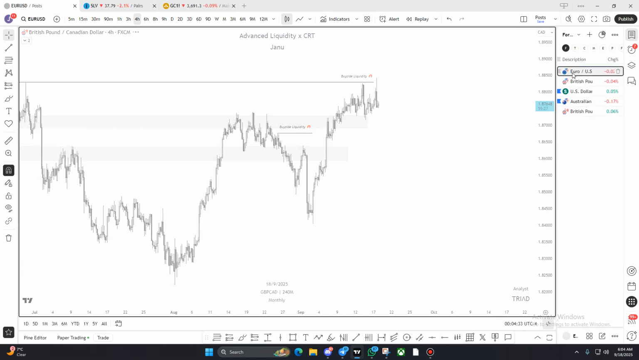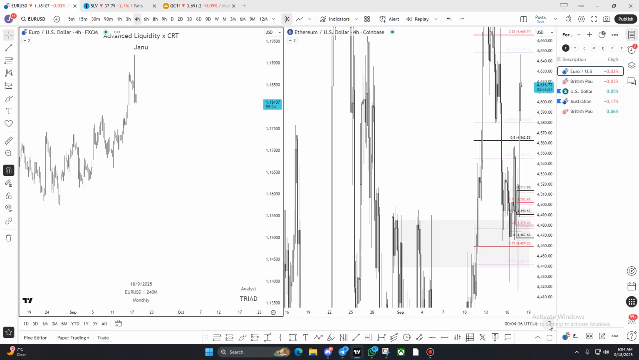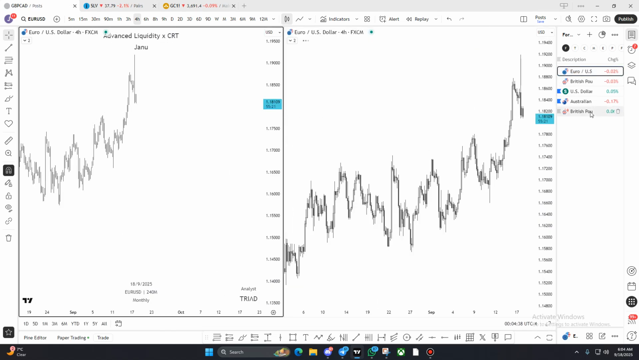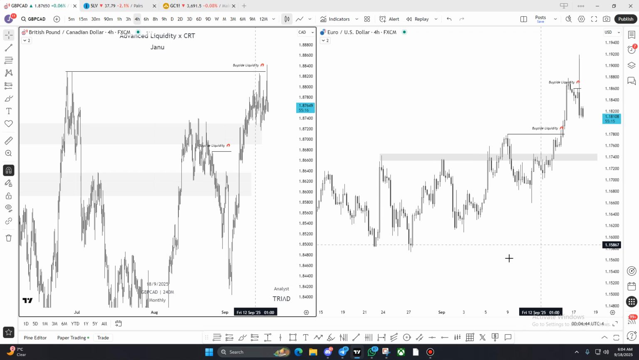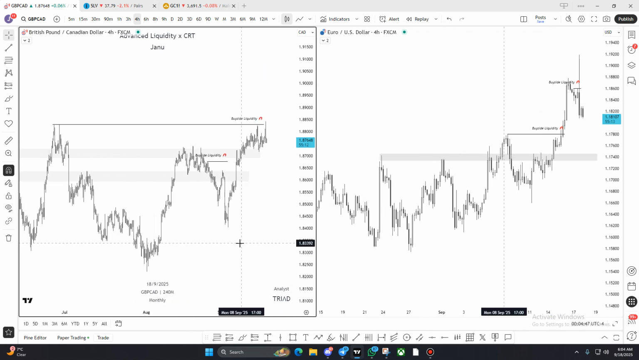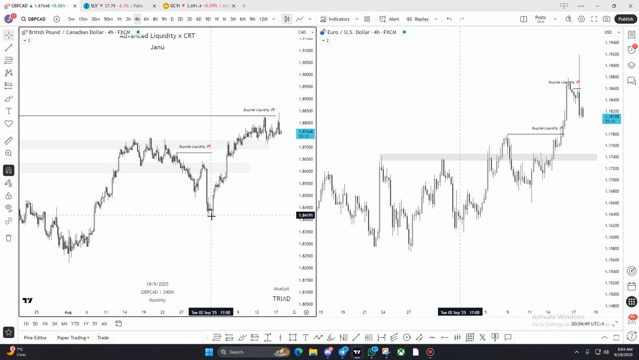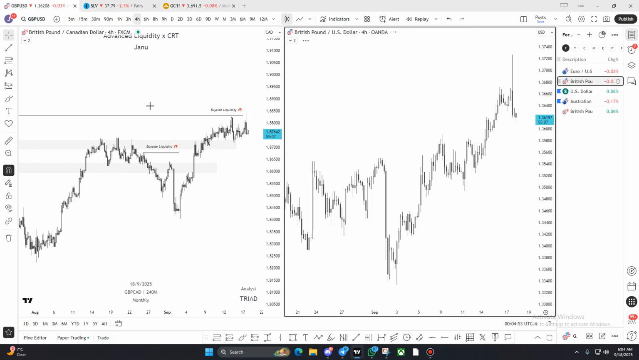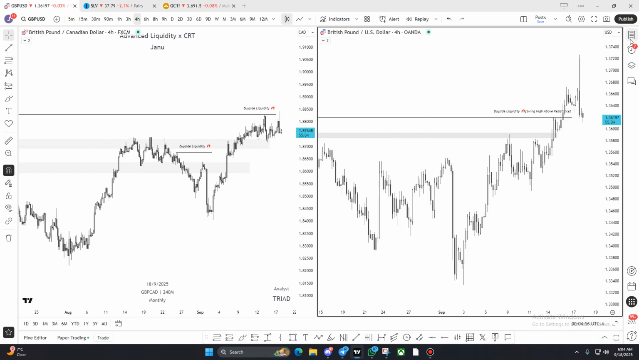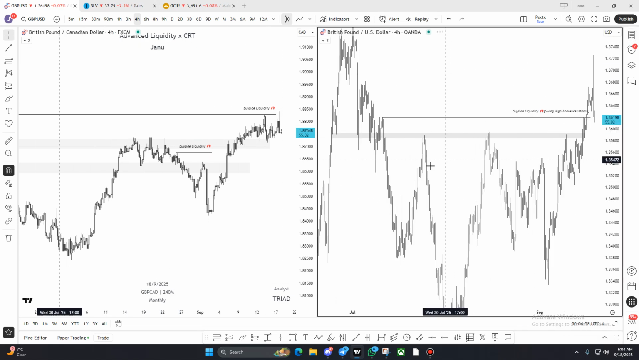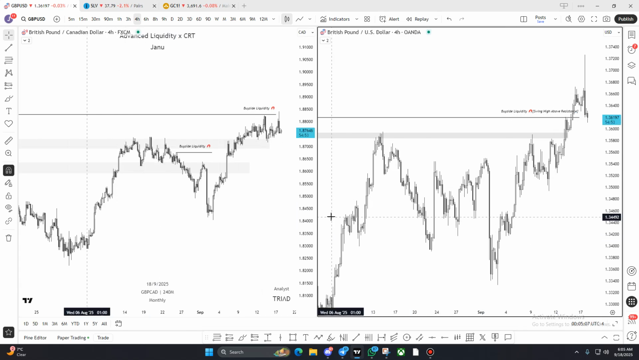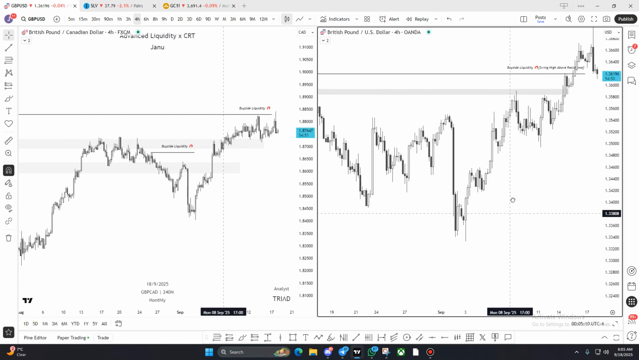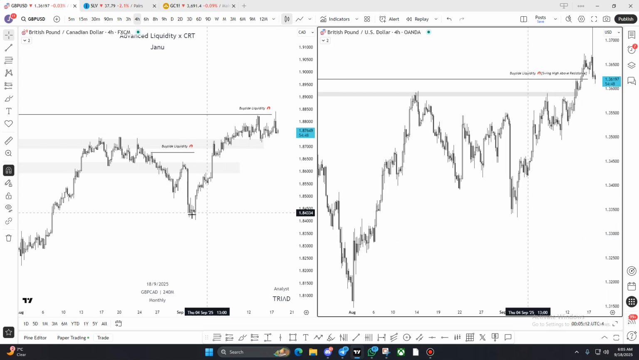Now to add the confluence, let me just put them side by side. At this time here, we say GU and GBPCAD have around 80% correlation that I've seen. So on GU, we also have a clear draw on liquidity, an area of support and resistance, with a swing high above it. So it's clear that GU is bullish, so GBPCAD should also be bullish. Now let's look at what happened at this manipulation.